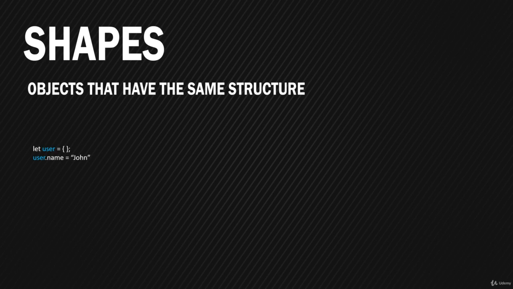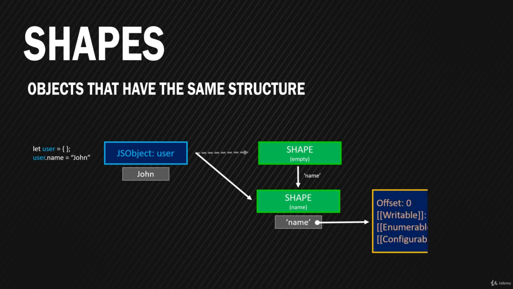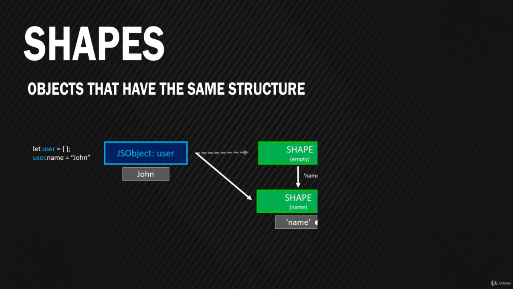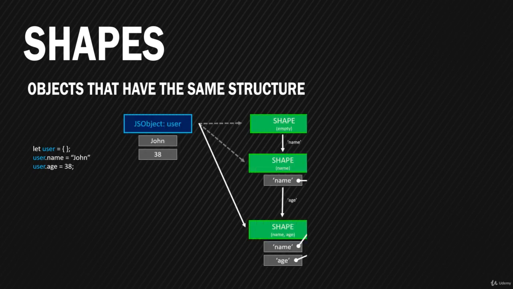As soon as you do this, a new shape is going to be created. The JavaScript engine now transitions to this new shape that contains the property name. The user object has a value of John as its first offset. At this point in time, it's actually the only offset. But let's keep going. Let's now add a property called age to the user object and give it a value of 38. You guessed it, another shape is created.